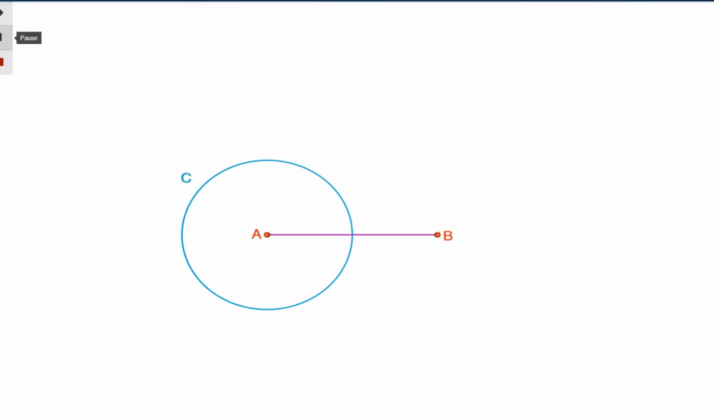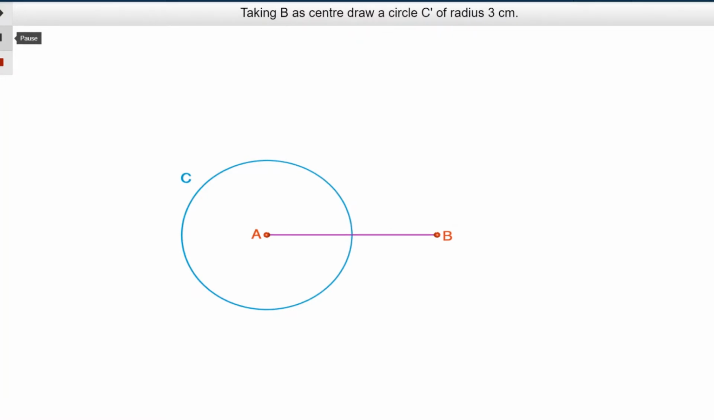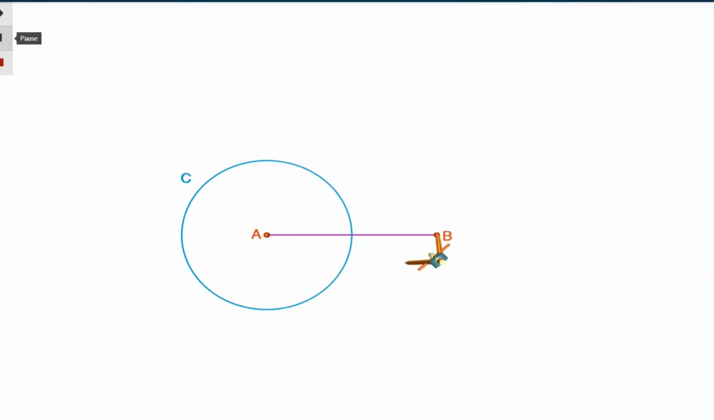Similarly, with center B, a circle is drawn of radius 3 cm. So AB is 8 cm. So with A as center, we have drawn a circle of radius 4 cm, and with B, a circle of radius 3 cm is drawn. Now we have to draw tangents from A to circle C dash and from B to circle C.